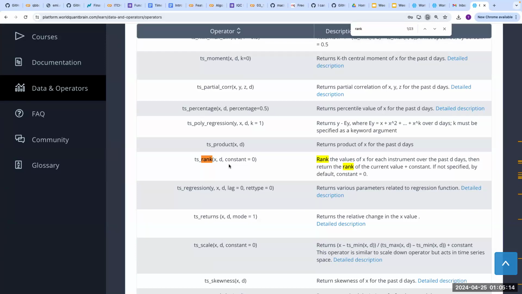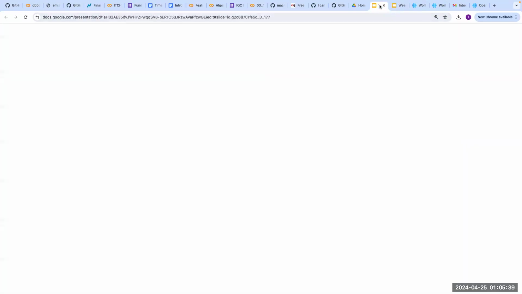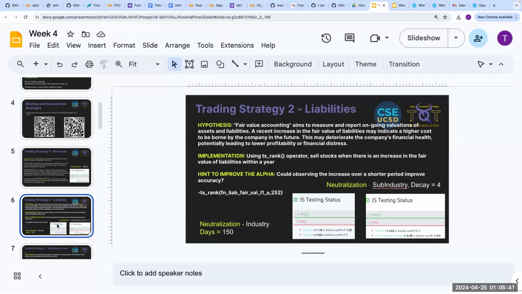So if your strategy is saying that you need to buy if the rank is higher, you would use just the TS rank as is. If it's a reverse one, then you can just put a minus sign and your order is changed. So that would be your negative ranks. Let's go back and see some more basic examples, and we'll come back to this one.